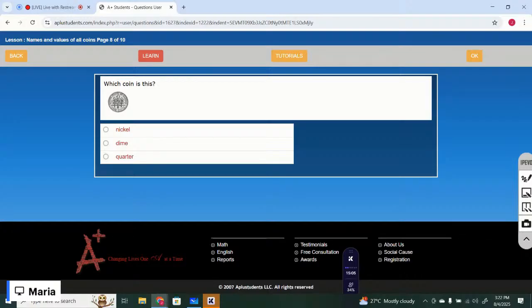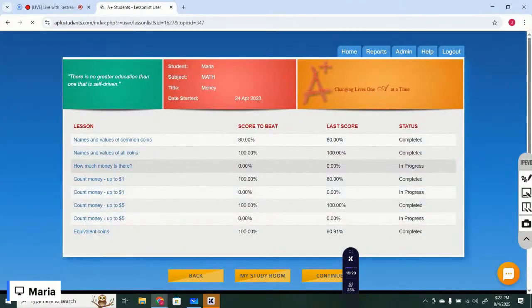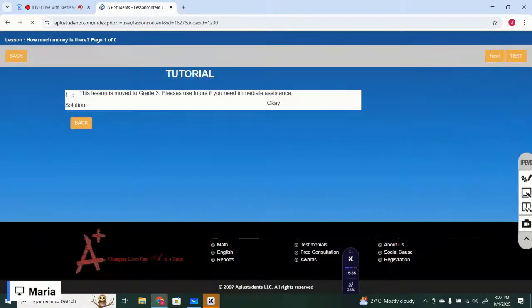Okay, you can complete the lesson by yourself. Just move on to next lesson. The next lesson is how much money is there? Okay, let's just start with the lesson. So the lesson is moved to grade 3. Please use tutors if you need immediate assistance. Okay, let's just skip this lesson and move on to next one.